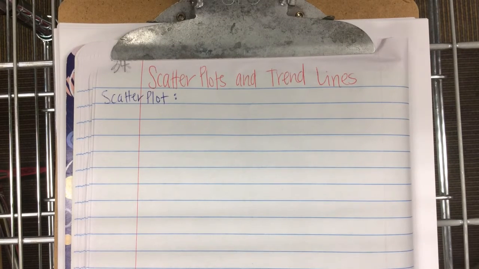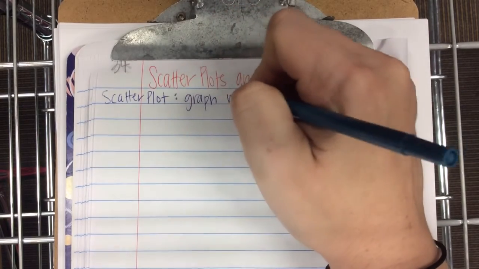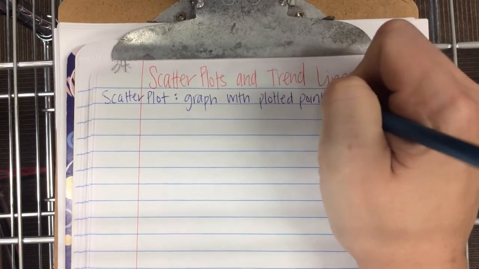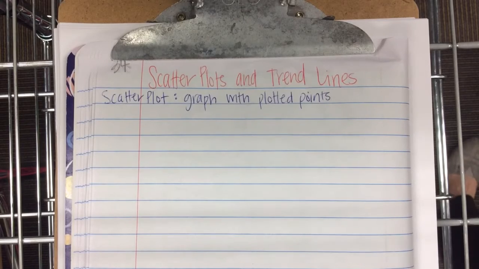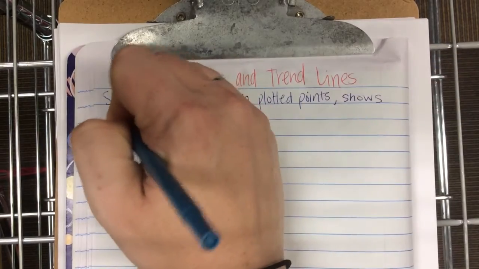A scatter plot, by definition, is a graph with plotted points. But it's more than just a bunch of points, right? The points, the plotted points, the dots, the graph itself shows a relationship.